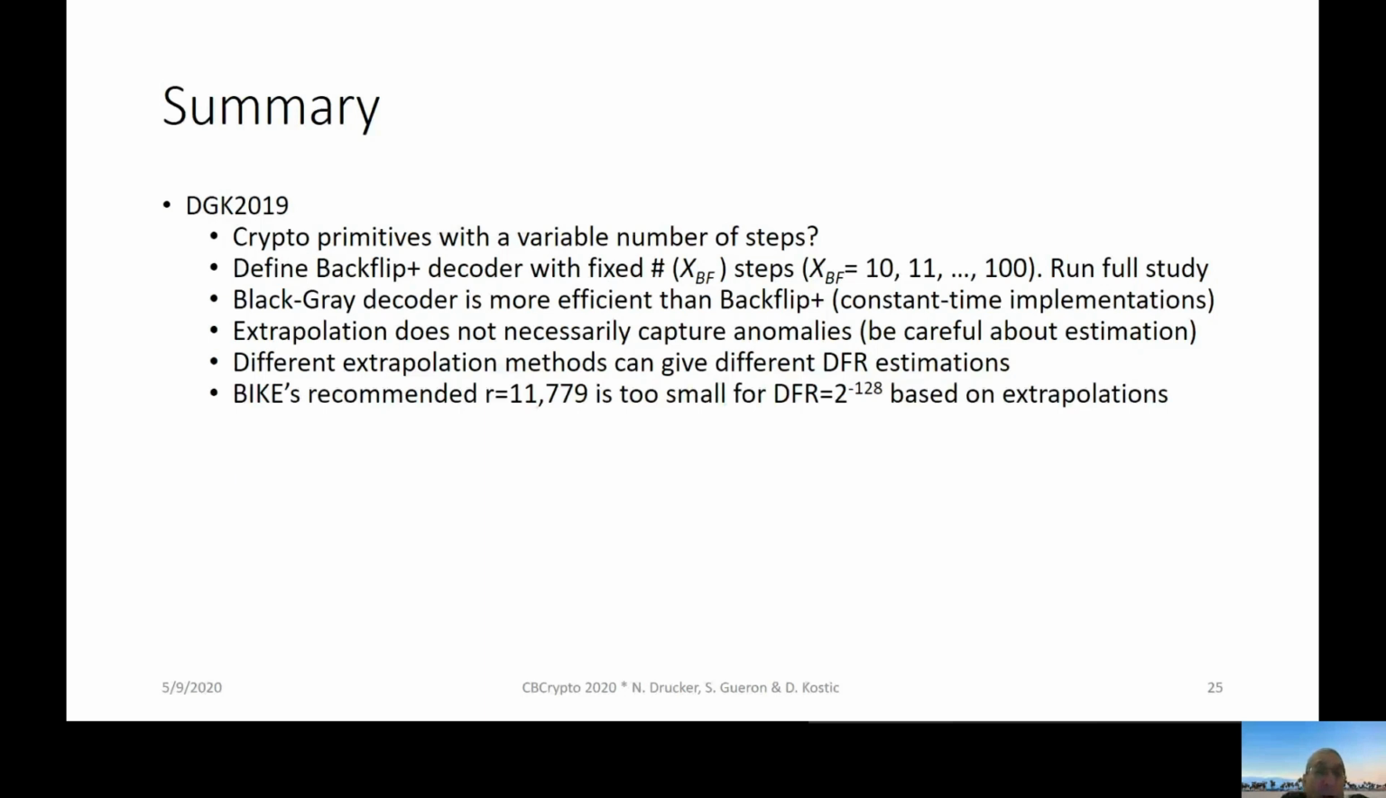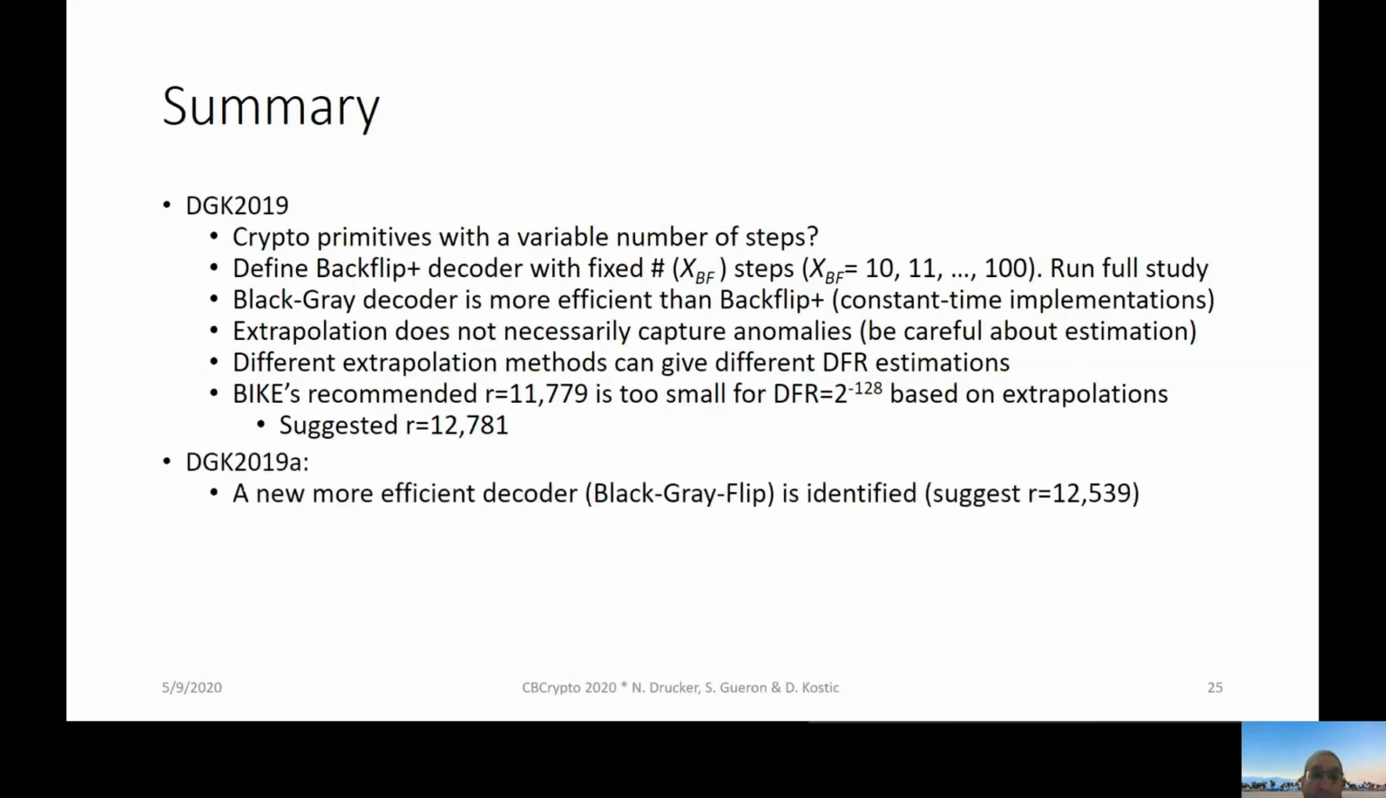BIKE's recommended parameter in the spec was 11,779, but it turns out to be too small to get the DFR of 2 to the minus 128, even based on the extrapolations. Instead, this paper suggested 12,781. In a subsequent paper, we actually found out that there is an even more efficient decoder, we call it Black-Gray Flip, and now you have a suggested block size value of 12,539, but it is more efficient in terms of performance in constant time.